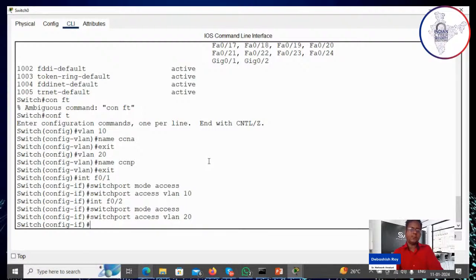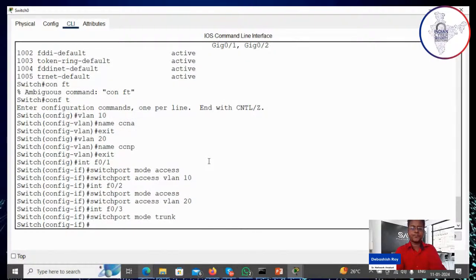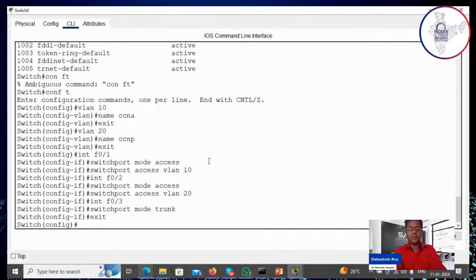And now you have to trunk the port, that is F0/3, that goes to the router. So go to interface F0/3 and give this command: switchport mode trunk. The encapsulation, it's automatically 802.1Q, it's automatically there. You do not need to configure it, or if you configure it, it will not take because it's auto detected. Go back to the config mode, and now let's go to the native VLAN, that is interface VLAN 1.